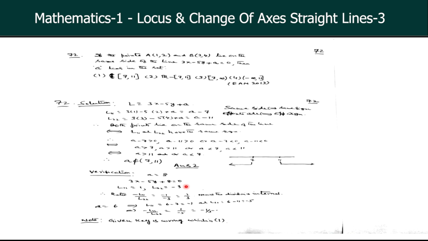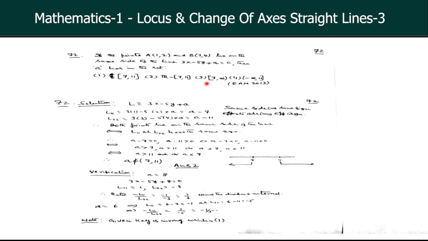Next problem, 72. If the points A(1, 2) and B(3, 4) lie on the same side of the line 3x minus 5y plus a equal to 0, then a lies in the set: 1, closed interval 7 comma 11; 2, real numbers minus closed interval 7 comma 11; 3, left closed 7 right open infinity; and 4, left open minus infinity right closed 11. This is EAPCET 2013.